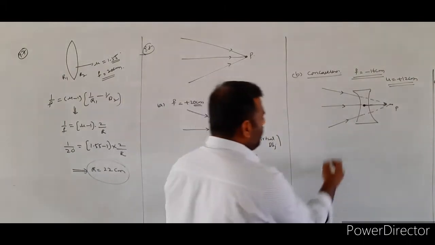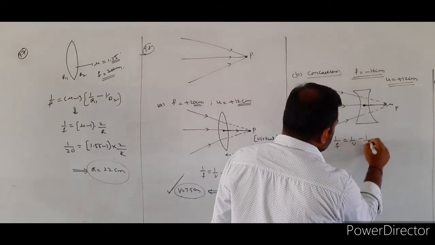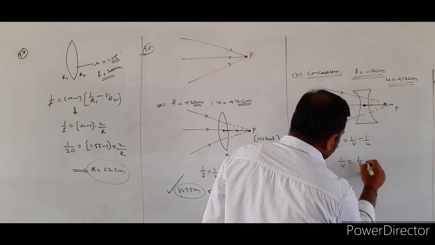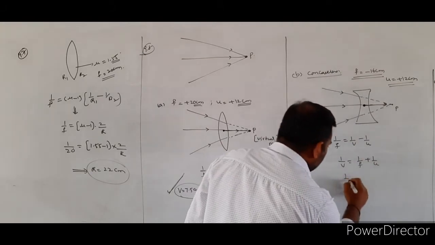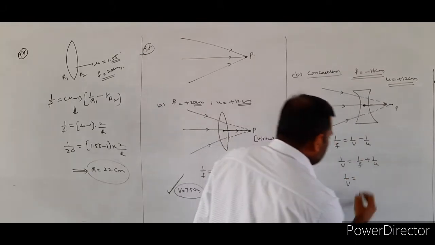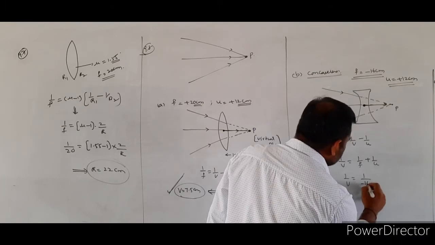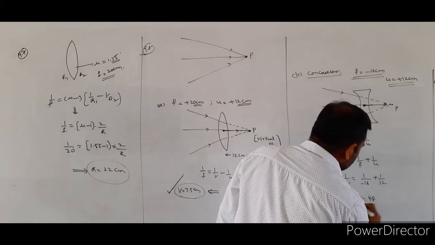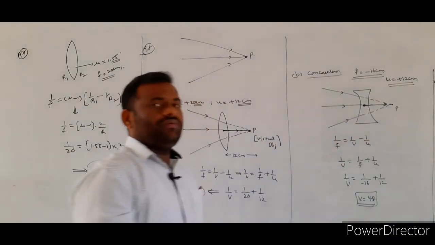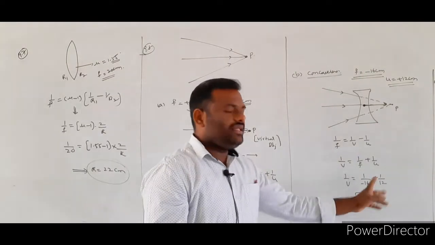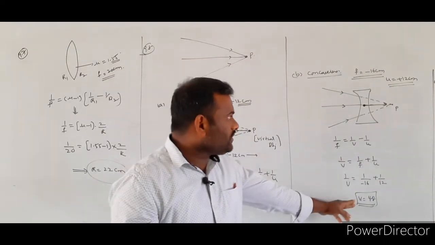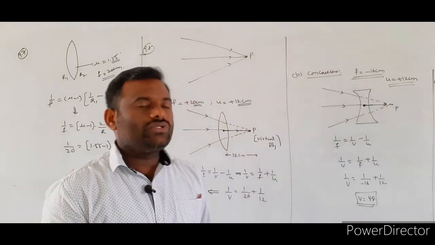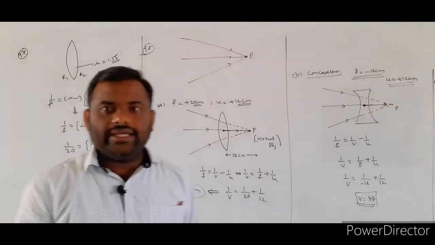Again we follow the same lens formula: 1 by f is equal to 1 by v minus 1 by u. Now I want to calculate 1 by v. So 1 by v is equal to 1 by f plus 1 by u, which is 1 by minus 16 plus 1 by 12. If you simplify, you will get the v value equal to 48 centimeter. In this case also the image distance is positive, so the image will again be formed on the same side as the virtual object. So this is about numerical 9.8.